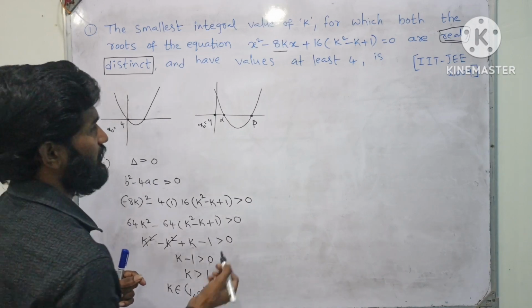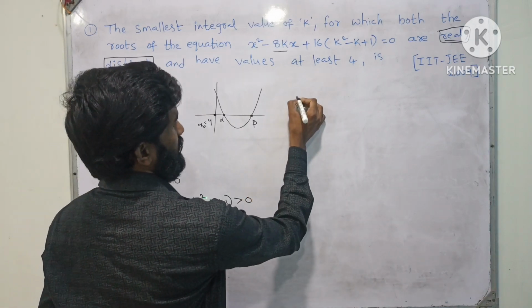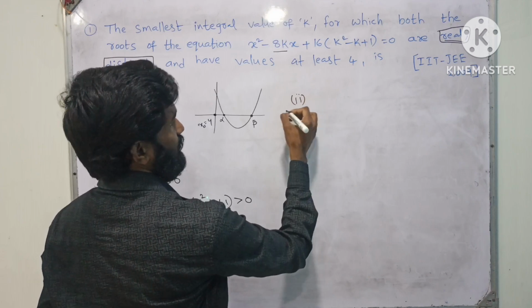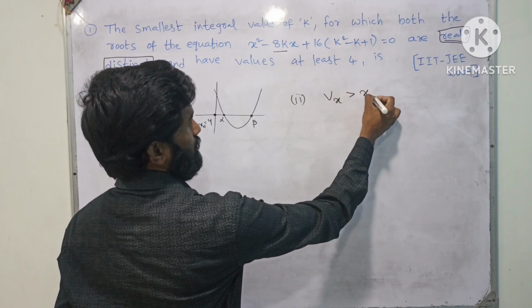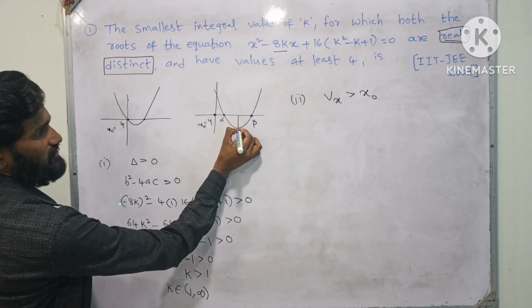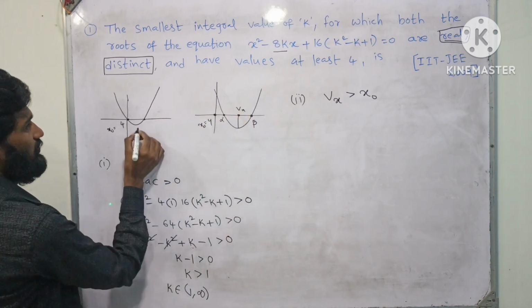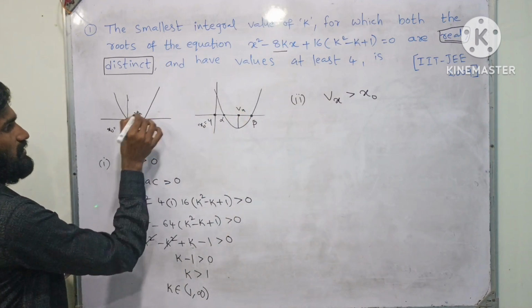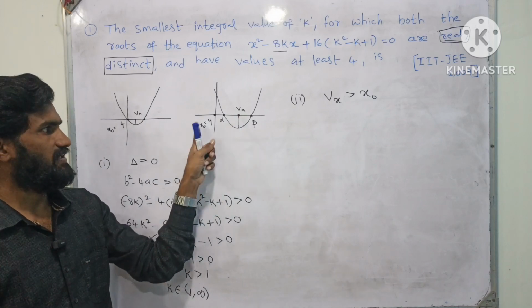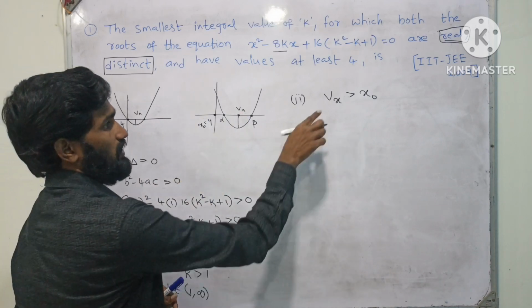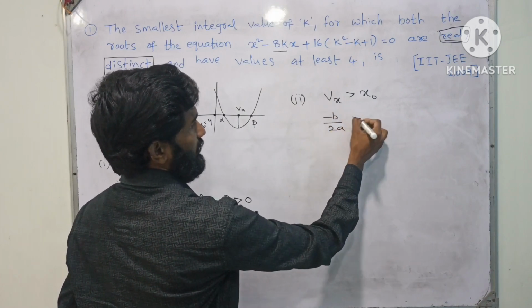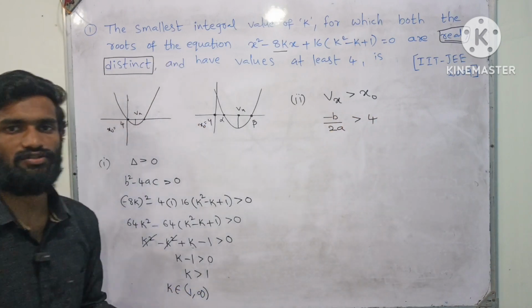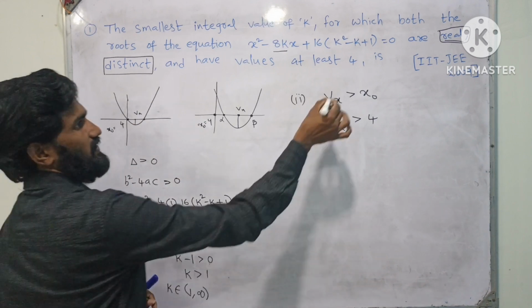Now what is the second condition we have? The second condition is Vx greater than x naught. Observe here, this is the Vx, and here also this is the Vx. We already know Vx is greater than x naught. Now what is Vx? We already know it is minus b by 2a, and it should be greater than x naught, which is 4. In the question it is given as 4.